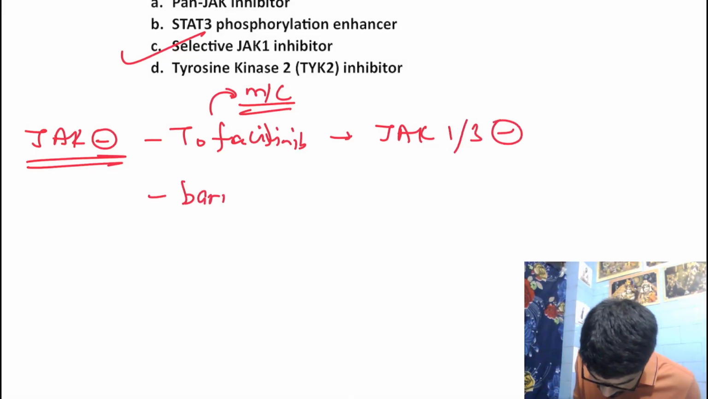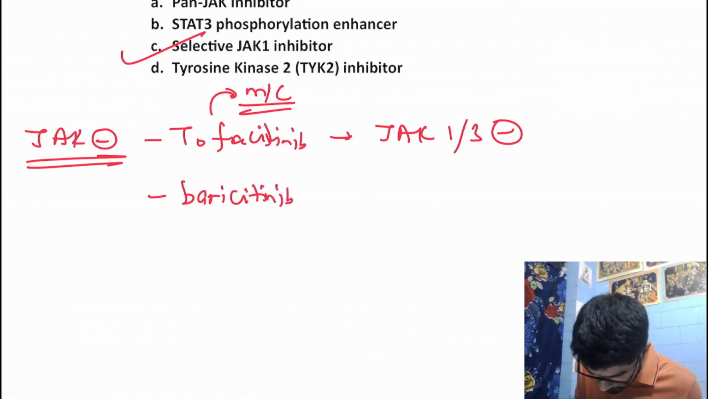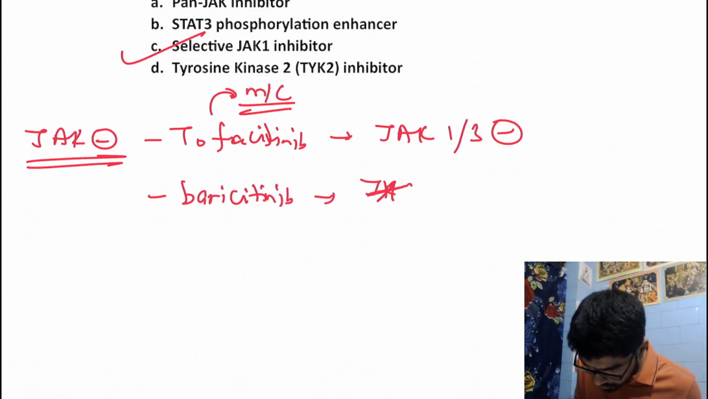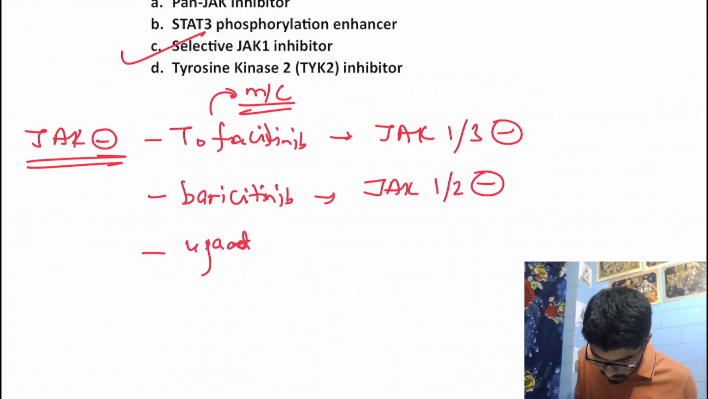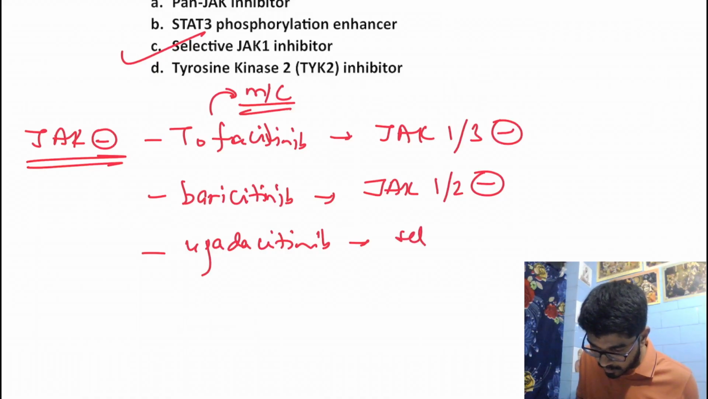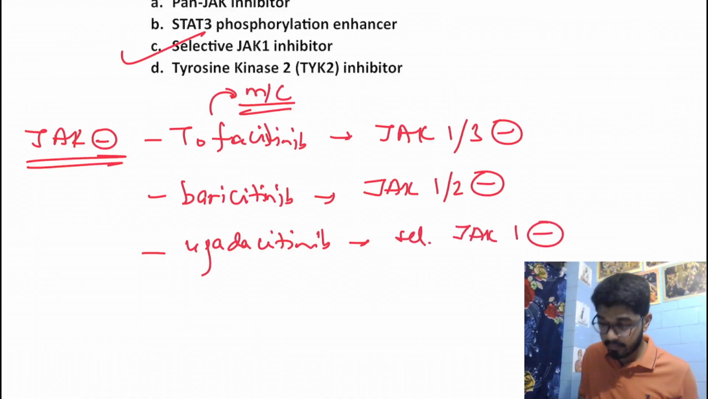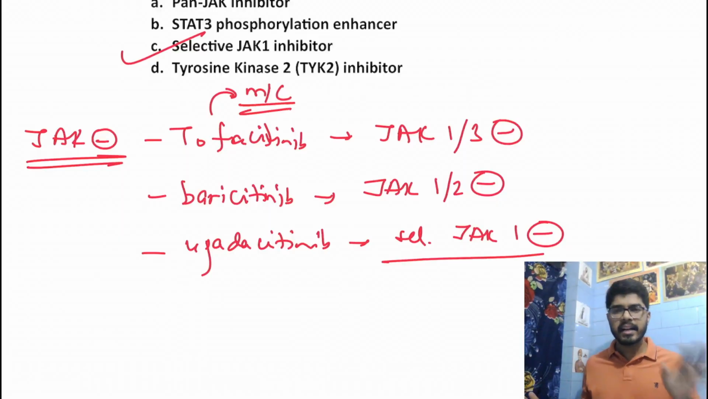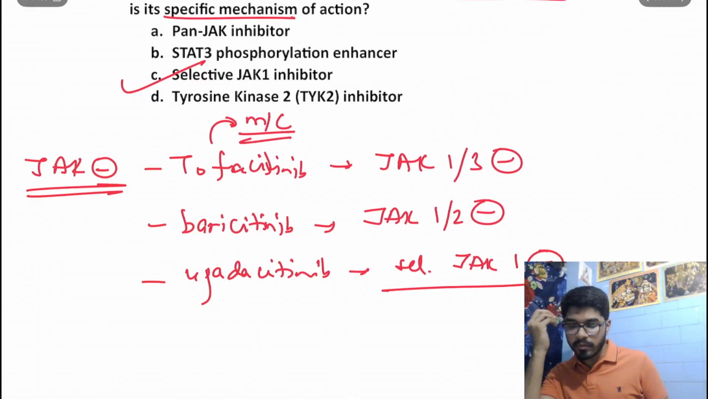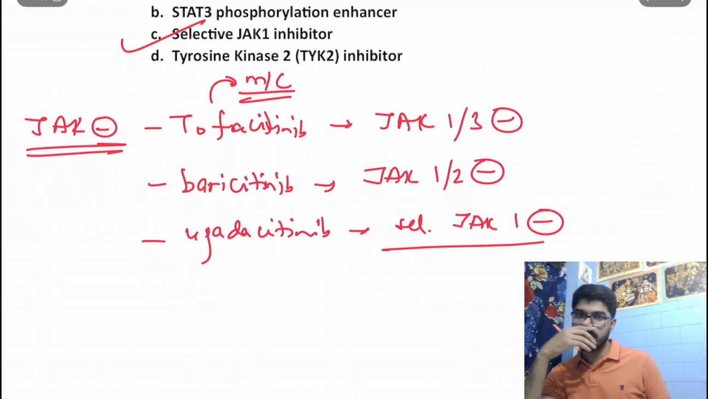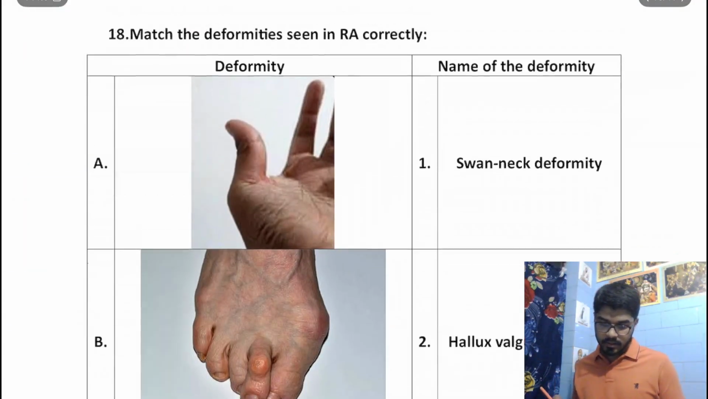Then comes baricitinib. Baricitinib inhibits JAK1 and 2. Whereas finally we have upadacitinib. This is a selective JAK1 inhibitor. Okay, these are the only 3 JAK inhibitors that we need to know over here. Tofacitinib is the most common one, and selective JAK1 is upadacitinib. Okay, moving on to the next question.